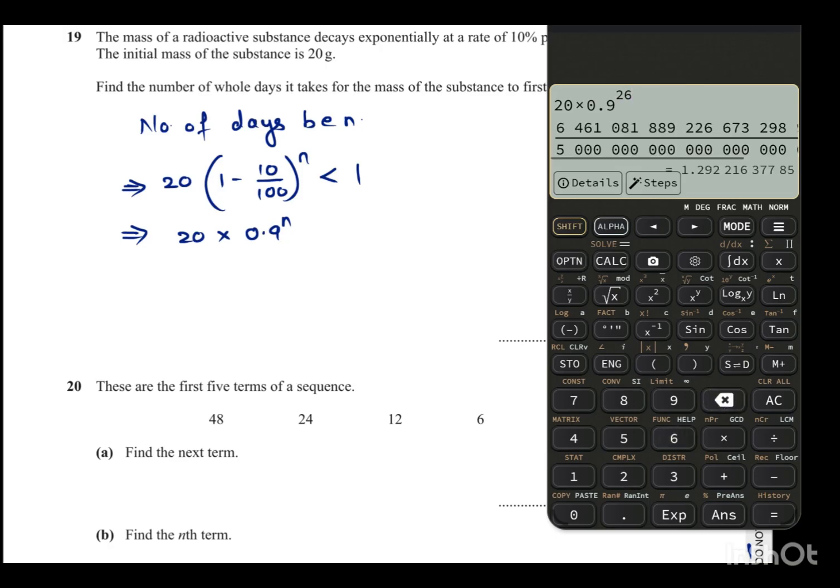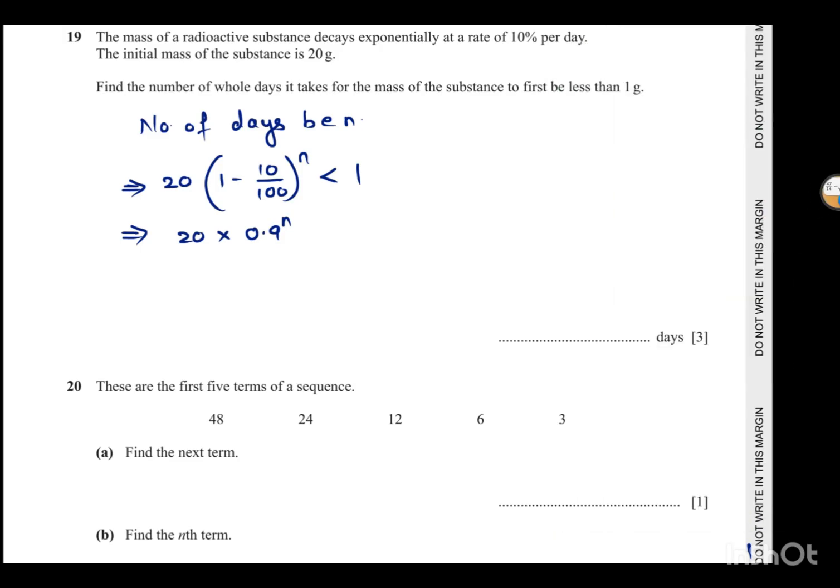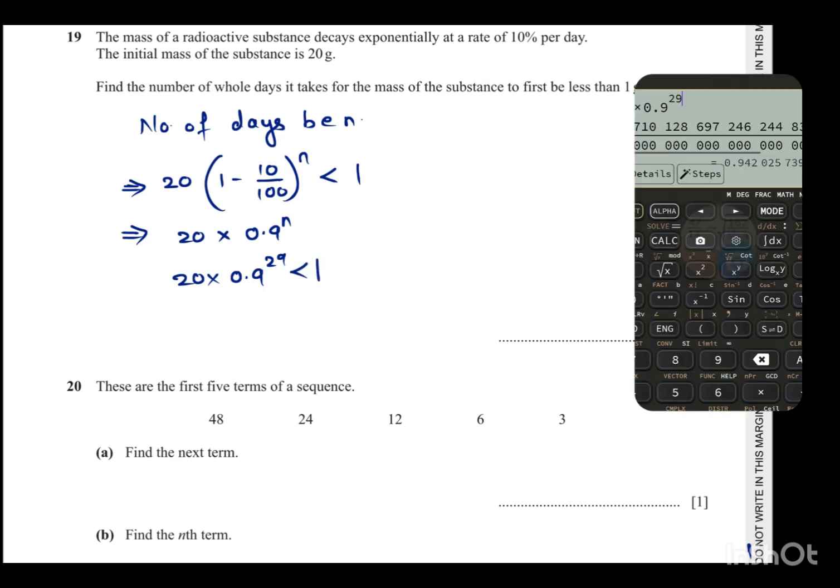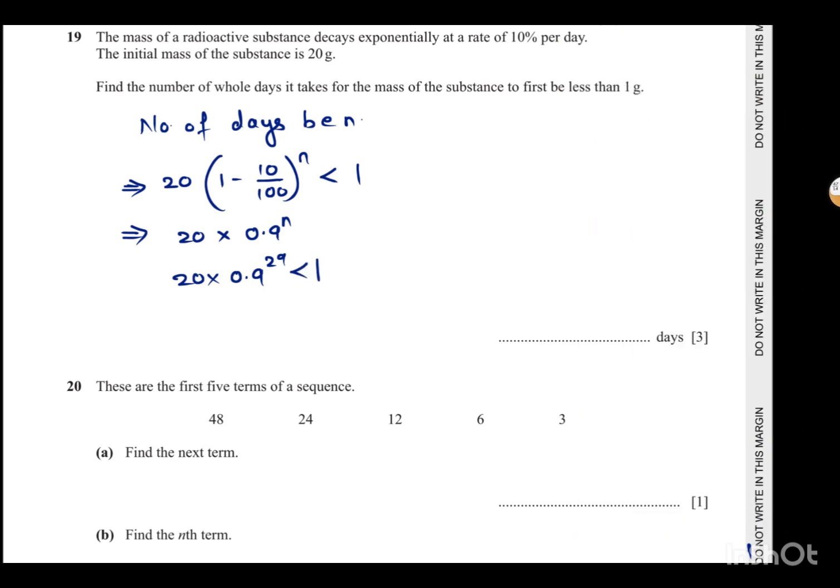26 is 1.2, 27 is 1.1, 28 is 1.0, 29 is 0.9. So this is the answer. Let me write the value also, 0.942. Therefore n is equal to 29 days. So the answer is 29.